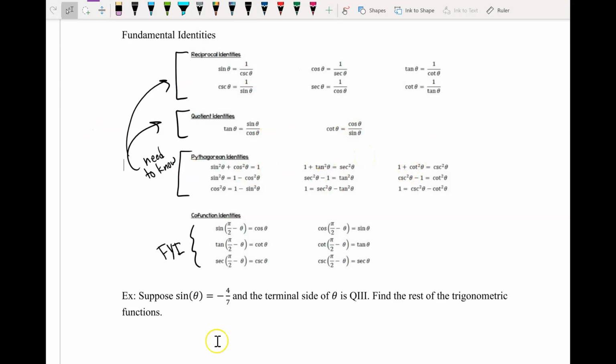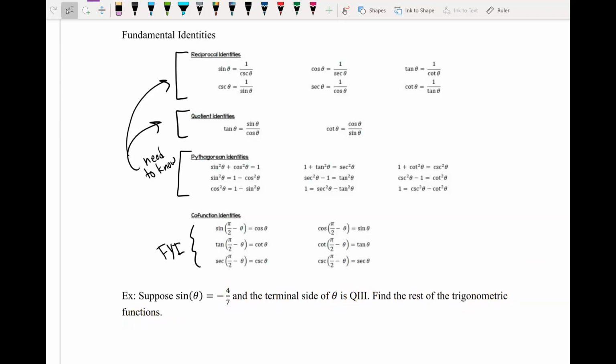So we're going to use these formulas. I'm going to show you 2 different ways to do this. One of them is more algebraic. The other one's more geometric. Suppose that we got sine theta equals negative 4 over 7, and the terminal side of theta is in quadrant 3. Find the rest of the trigonometric functions.